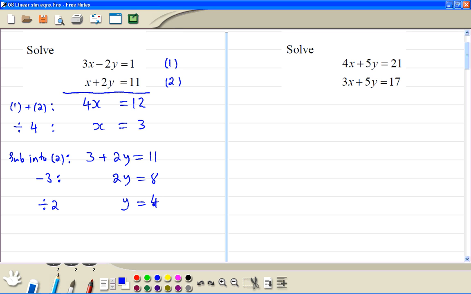So x is 3 and y is 4. We can check it from equation 1. So 3 times 3 is 9, minus 2 times 4 is 8, so 9 minus 8 is 1. So we checked it. So therefore the solution, you can just write as coordinates. So x coordinate is 3 and y coordinate is 4.